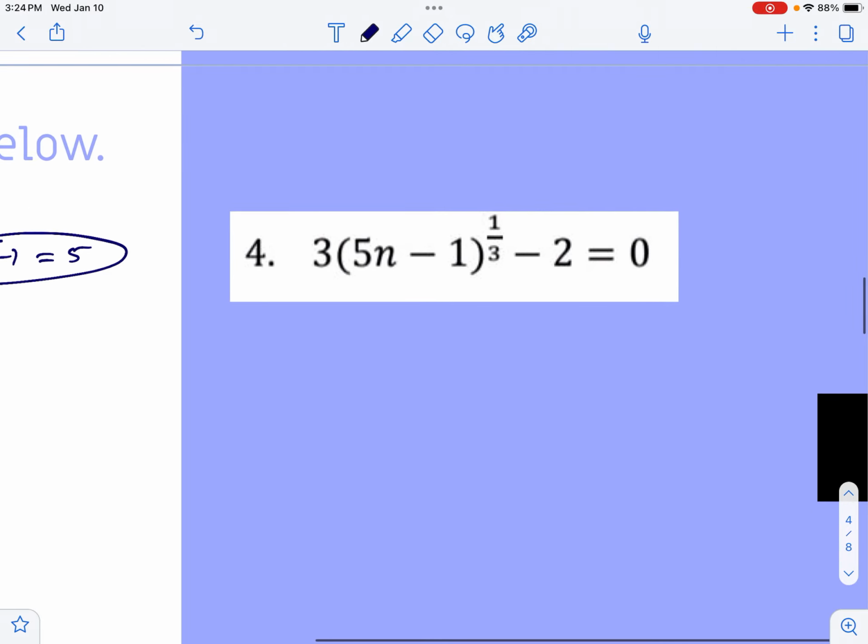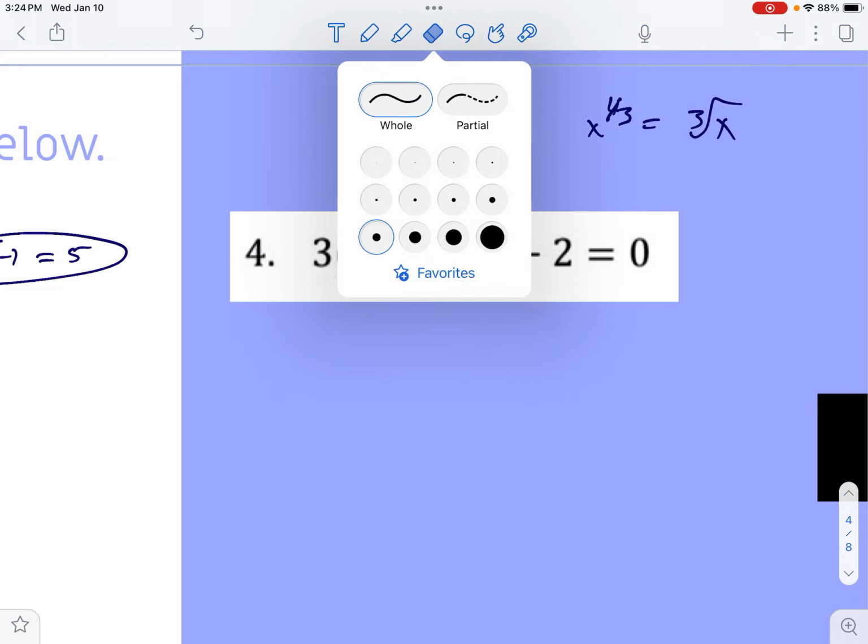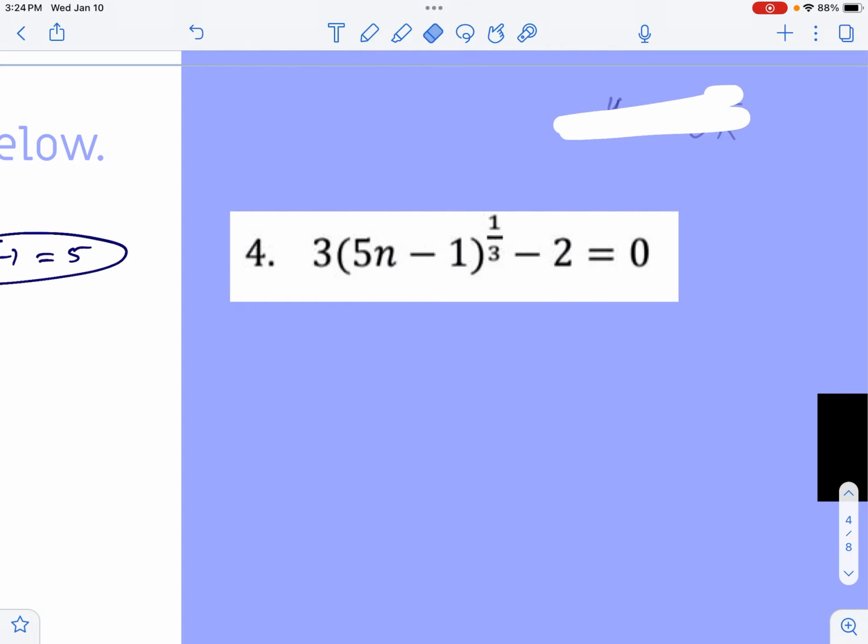Okay, if I just had x to the 1/3 power, that's the same as the cube root of x. So I'm going to leave it as 1/3. I'll show you how we take care of that in a minute. But this is kind of the same thing. So isolate, this is your radical term. That's a cube root of 5n minus 1. So I'm going to add 2 to both sides.